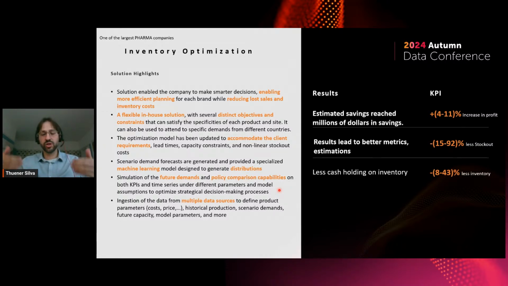You have to have a simulation process for this because the user has to know what the implications will be on the KPIs. And as always, you have to deal with multiple data sources, like cost, price, historical production, and so on. And what do you have after that, right? You have an increasing profit. We tested a couple of production lines there, and you can have 4 to 11% more, compared to actual production, right?